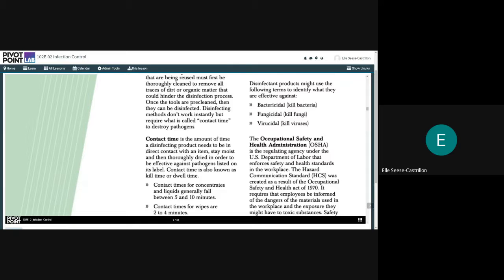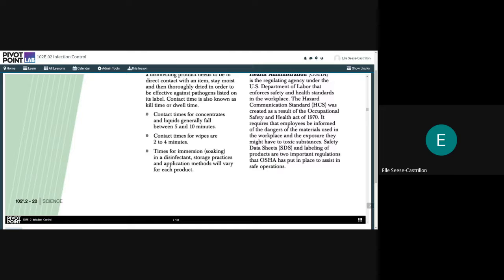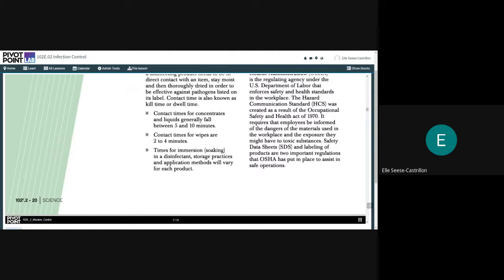But if it says bactericidal, it means it kills bacteria. If it says fungicidal, we're killing all fungi. And if it says virucidal, we're simply killing all the viruses. So again, the Occupational Safety and Health Administration, also known as OSHA, you need to know this for your test, is the regulating agency under the U.S. Department of Labor. And these guys basically help to enforce the safety and health standards in your workplace.